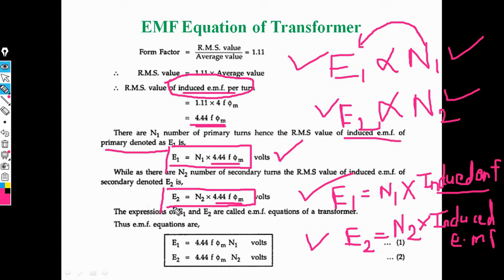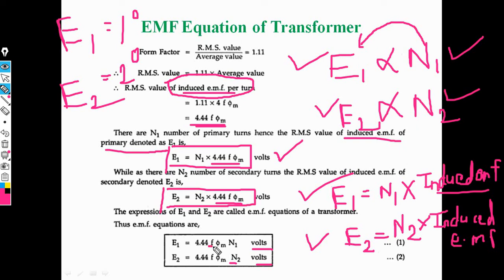Okay, now in the EMF equation we have obtained two values of induced EMF. The first value is E1 and the second value is E2. Then E1 is equal to 4.44 f phi m N1 volt, and E2 is equal to 4.44 f phi m N2, measured in volt. E1 means induced EMF in primary winding, and E2 means induced EMF in secondary winding.